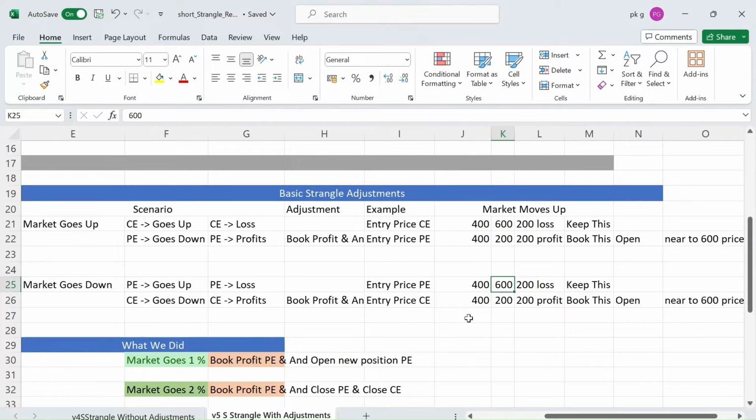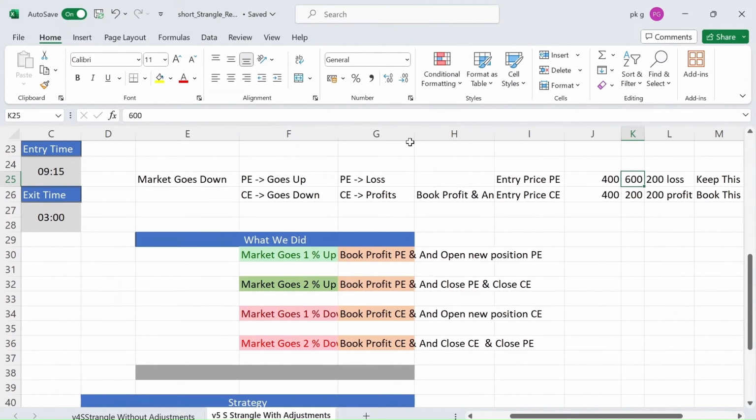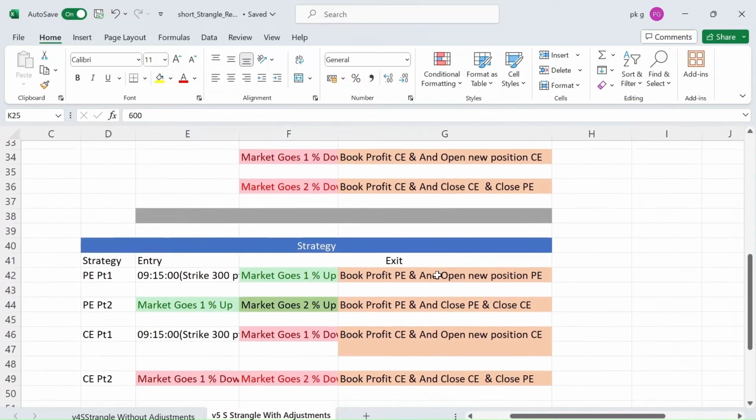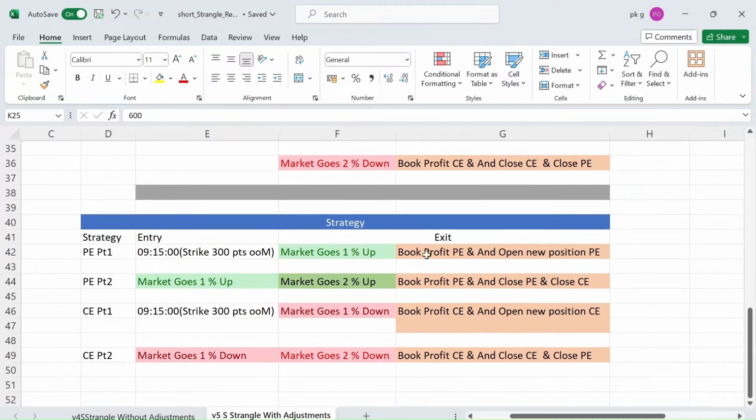Now let's see how we actually did adjustments in our strategy according to this theory. Well, let me maximize this a little bit. As I said before, we are actually splitting this strategy into 4 parts, and we are maintaining 4 different strategies for this entire strangle and adjustments. We are calling them PE part 1, PE part 2, CE part 1 and CE part 2. These are just strategy names, and I will tell you the entry and exit conditions for these 4.